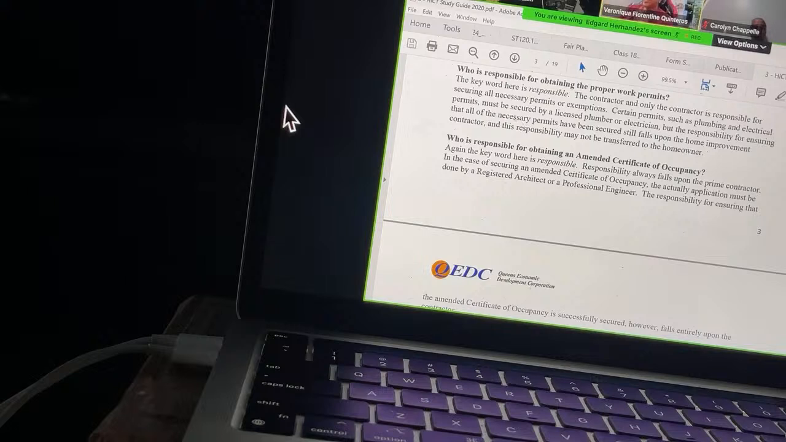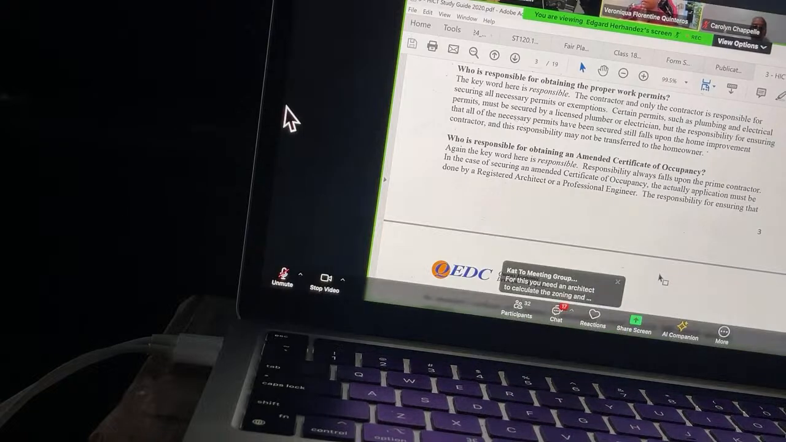Okay. Who is responsible for obtaining an amended certificate of occupancy? Again, the key word here is responsible. Responsibility always falls upon the prime contractor. In the case of securing an amended certificate of occupancy, the actual application must be done by registered architects or a professional engineer. The responsibility of ensuring that the amended certificate of occupancy is successfully secured, however, falls entirely upon the contractor.